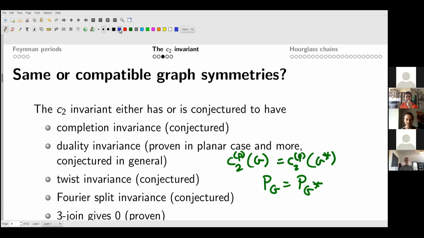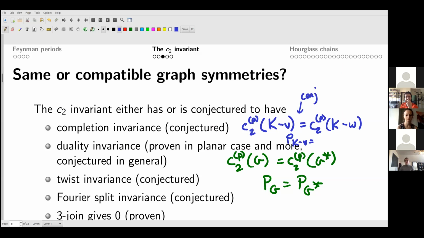Now what's completion invariance? Completion invariance, now that's the one I was talking about, the conjecture last time I talked to you guys. It's saying that for C2P, you remember K? K was the 4 regular guy. So it doesn't matter which vertex you remove. You should get the same answer. So that's a conjecture here, but the analogous thing for P is proven. If I say P of K minus V equals P of K minus W, that's proven.